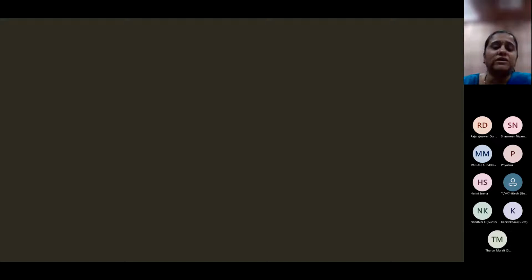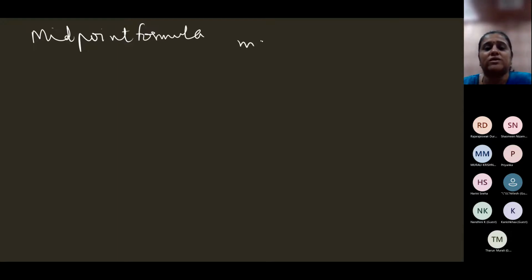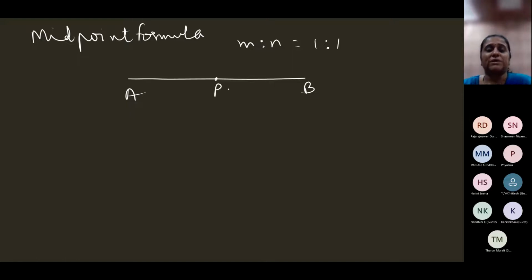Then an extension of the section formula is the midpoint formula. We'll see this also when we derive the formula. But the midpoint formula is an extension of the section formula. So let me write the midpoint formula. Basically the ratio m is to n is 1 is to 1. So for line segment AB, P lies at the midpoint. P is the midpoint, so P divides AB into two equal halves.